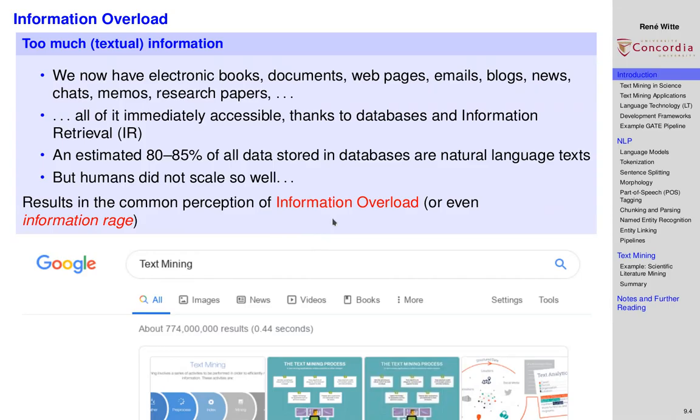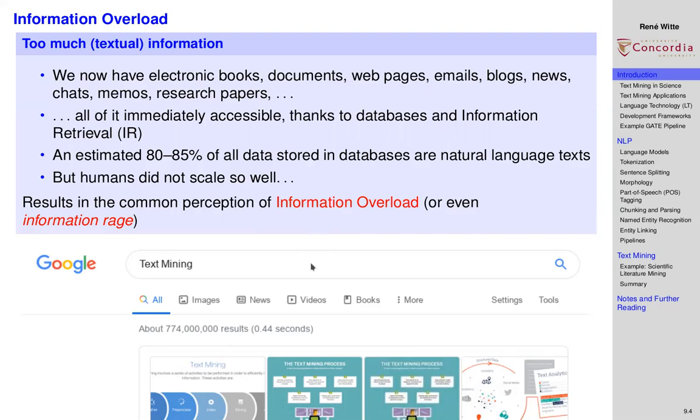And I also found the somewhat less used but entertaining term of information rage. Now you have so much information that you're just getting frustrated. And we also know from various studies that paradoxically, when humans have more information available, they often make worse decisions than when they have less information available.